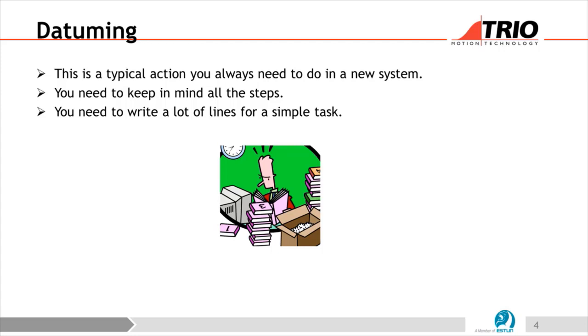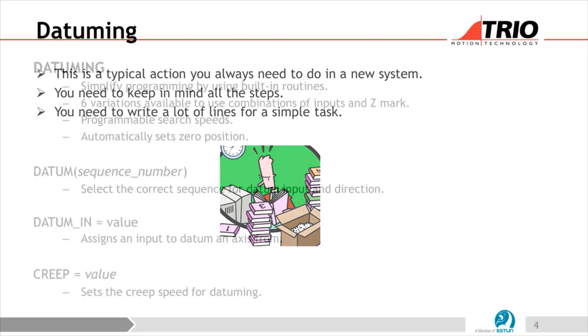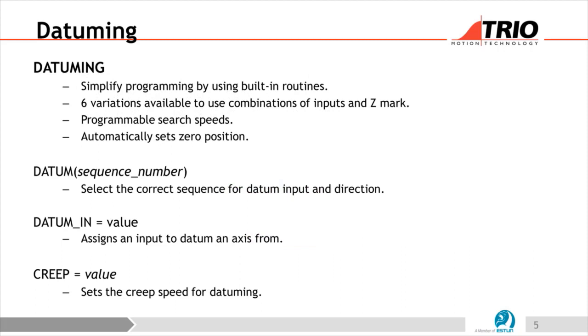This is a typical action you will always need in the system. You need to keep in mind all the steps, and you need to write a lot of lines for a simple task. In this one you will see there are 6 variations available to use the inputs and the Z mark for the datuming. As I mentioned, there are several types of datuming you can do.